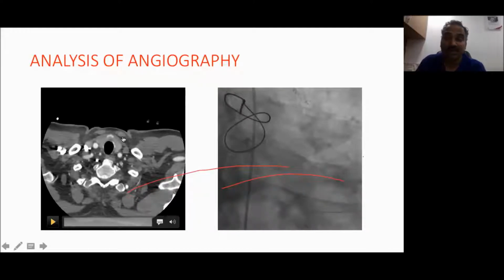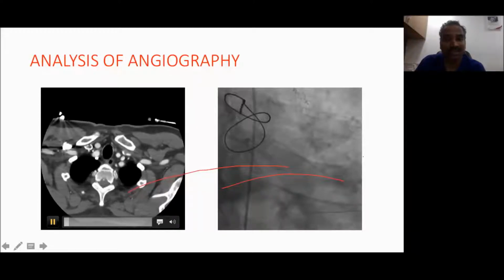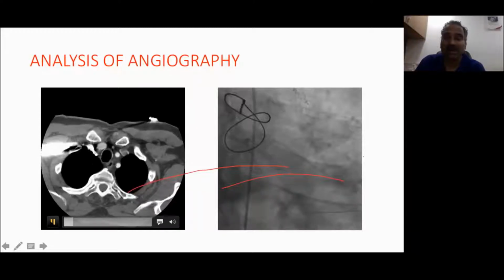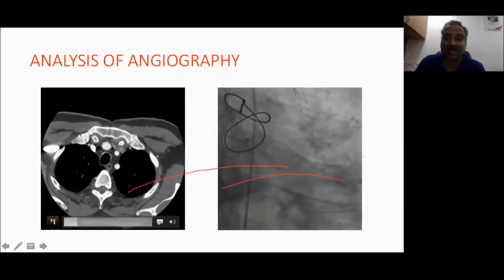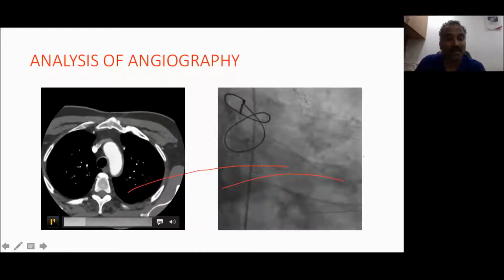Yeah. So on table itself, because of confusion of whether the venous graft is to the diagonal or OM, I saw the CT angio again. So in CT angio, I could make out. I mean, it is worth learning how to see CT angiograms, especially in these kind of patients. It helps a lot. Now I'll show you.